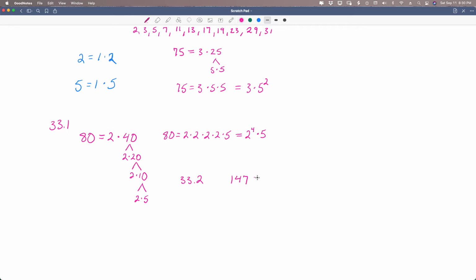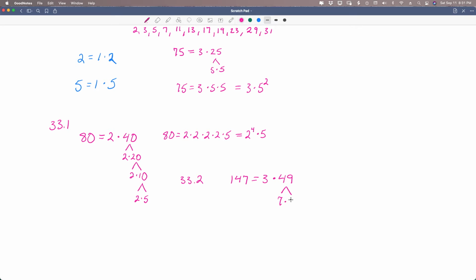All right, so let's start with 2. Can we factor this by 2? No, we cannot. 147 is not divisible by 2. What about 3? Can we divide it by 3? Yes, we can. 3 times 49. All right, so that's awesome. So now let's factor 49. What times what gives us 49?